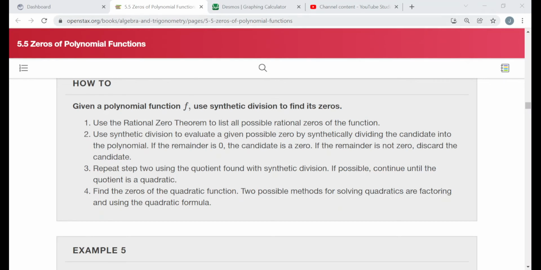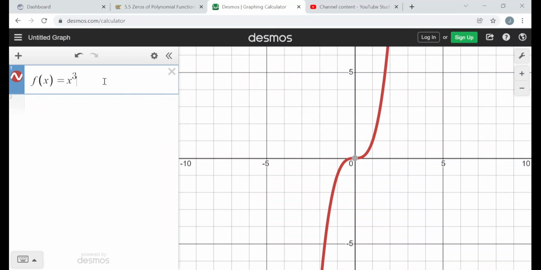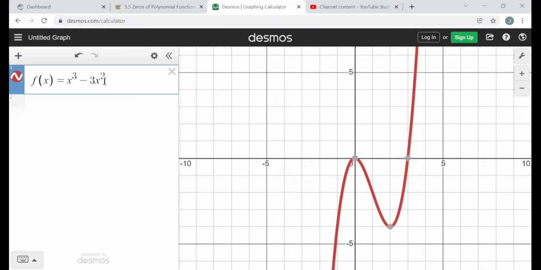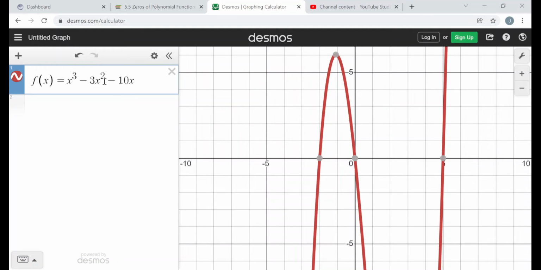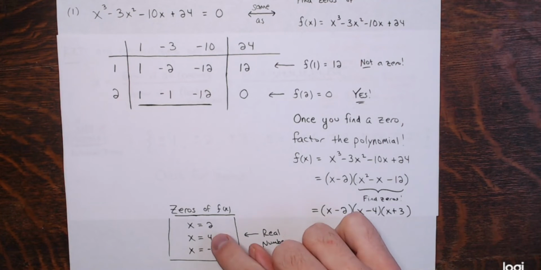I'm going to go to that free online graphing calculator website, desmos.com, and enter that polynomial function. We had f of x equals x cubed minus 3x squared minus 10x plus 24. And look at the x-intercepts. See, there's -3, 0, 2, 0, 4, 0. The x-intercepts, the real number zeros, are 2, 4, and -3, just like I wrote here. x equals 2, 4, -3.